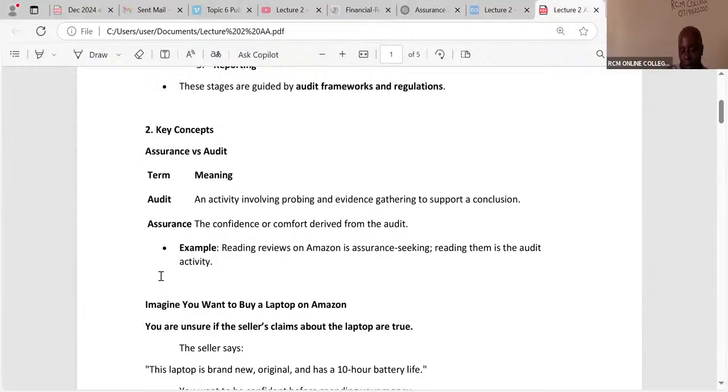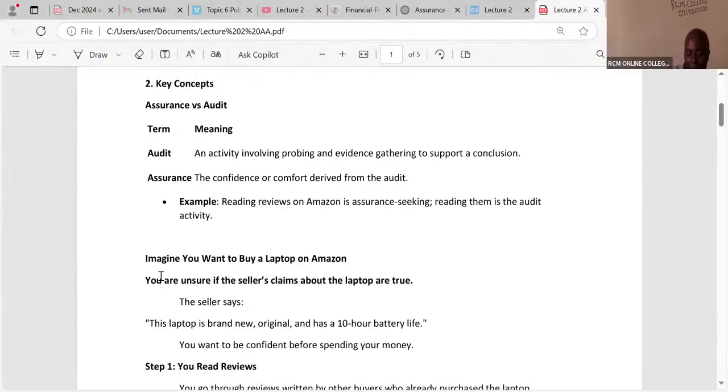Now, a very good example: reading reviews on Amazon is assurance seeking. When I'm reading them, I'm assurance seeking. I want to see, in this case, reading each one of them deeply is the audit activity.